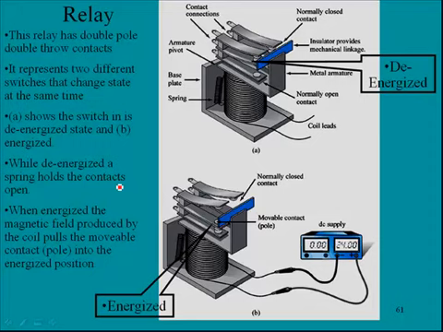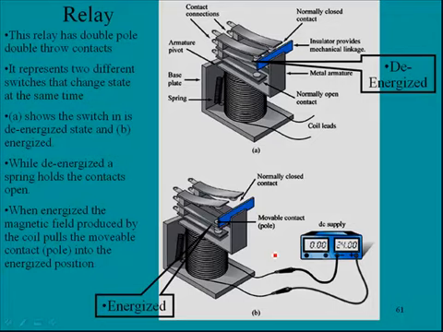Let's take a look here. This relay has double pole, double throw contacts, and you see the contacts are over here. It represents two different switches that change state at the same time. So we could have two different circuits connected to this relay, and they could either be simultaneously connected or simultaneously disconnected. A shows the switch in its de-energized state, and B is in the energized state.